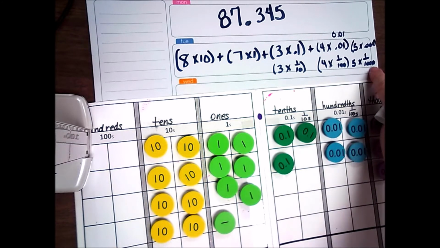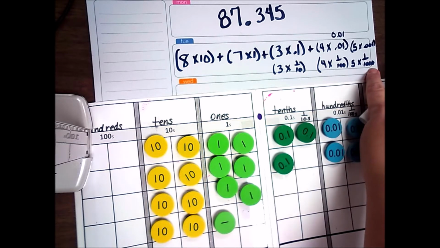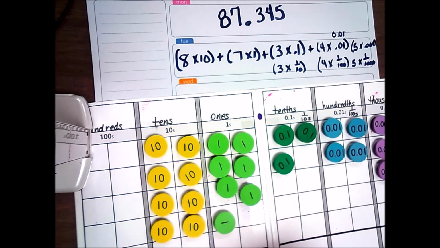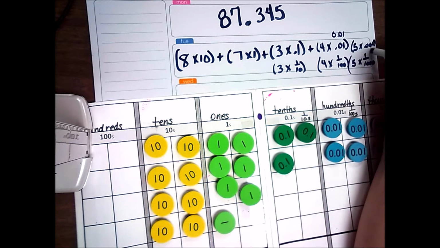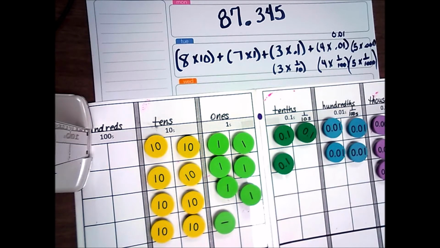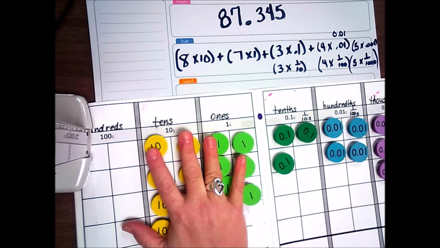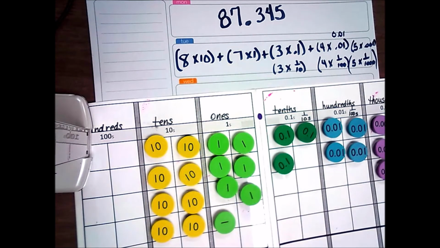Now, you may not have talked so much about the fractions at this point because you're going to come to fractions later, but hopefully you did go ahead and show them that. So using the place value disk, this would be a great tool to go ahead and teach expanded notation.